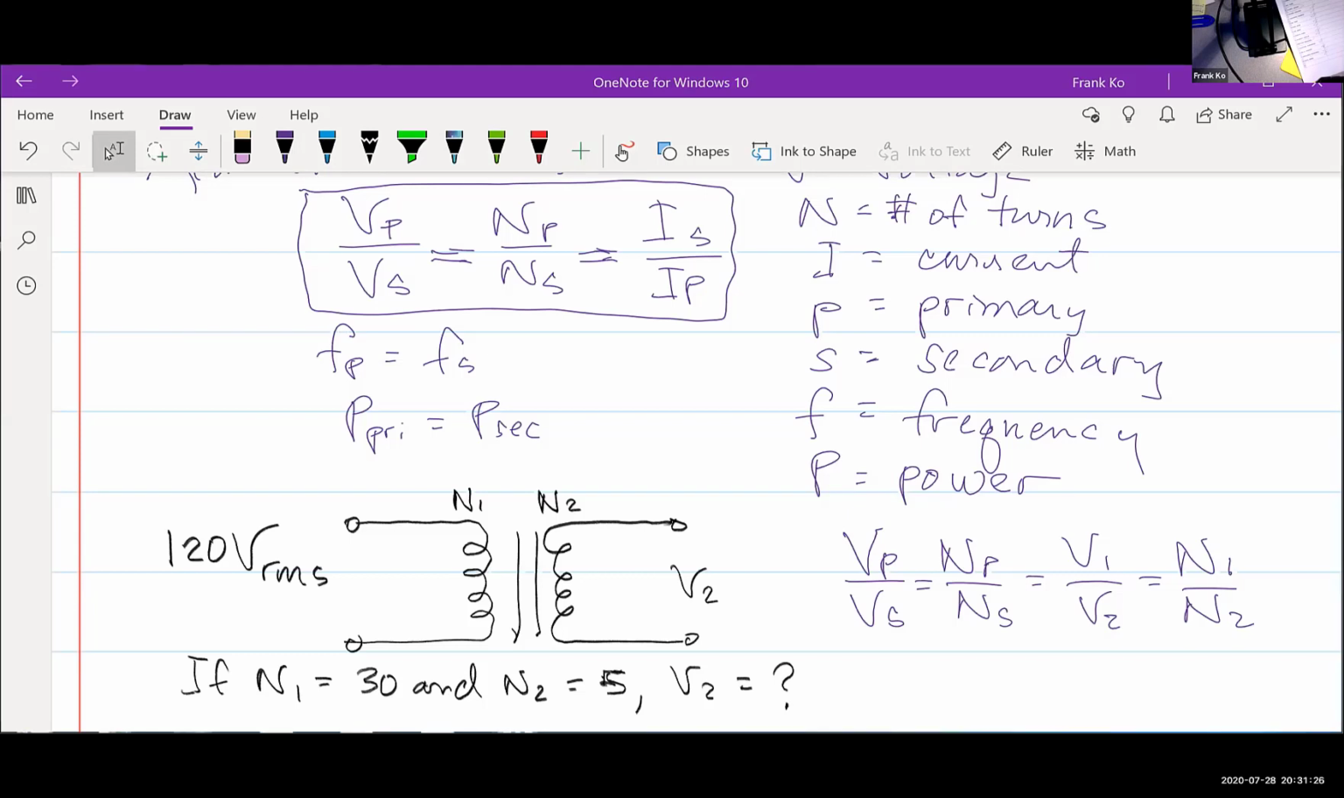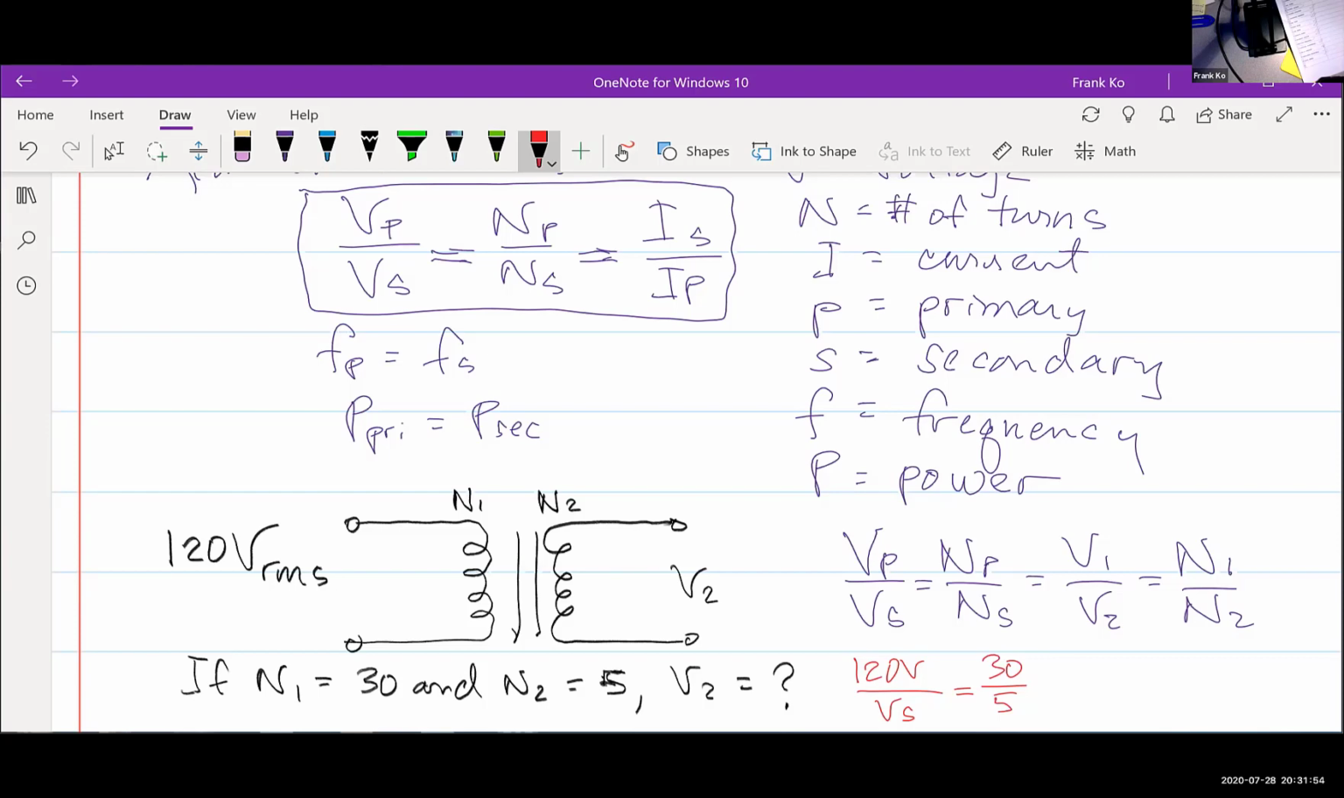I can go ahead and plug this in. How about my primary is 120V, and my secondary is VS, and my N primary is given as 30, and my N secondary is given as 5. Did I fill in red the numbers that were given to me in my schematic? And did I fill them in the appropriate place?